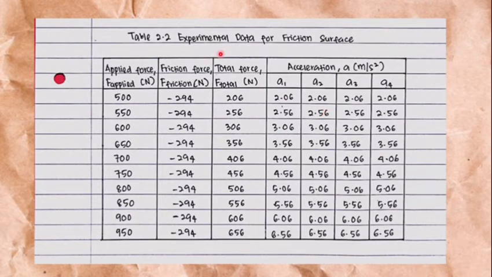Table 2.2 is the result for the friction surface: applied force, friction force, and total force. To get the total force is also by adding the applied force with the friction force. For example, 500 plus negative 219.4, and we get 280.6 as the total force. So we just do the same for all another 9 data to get the value of total force. And this is the value of acceleration.